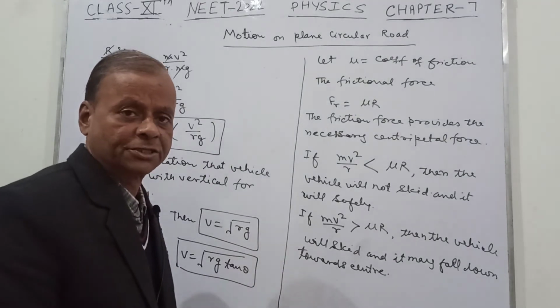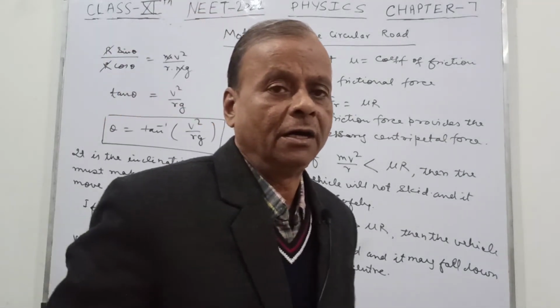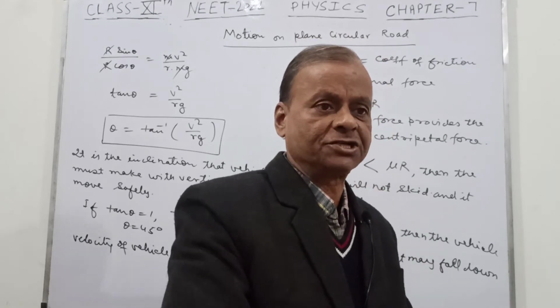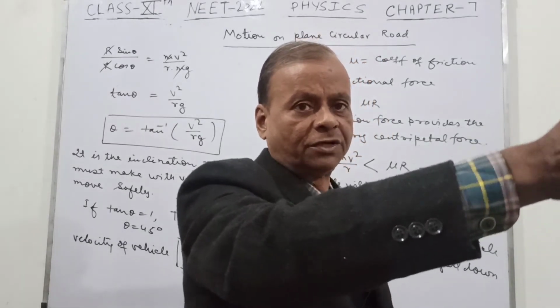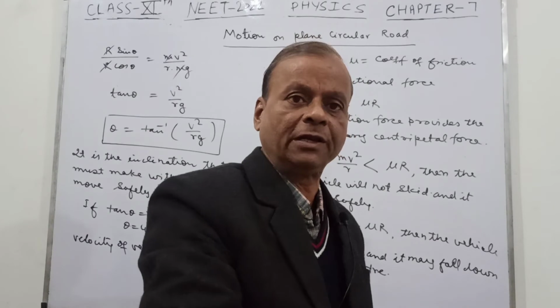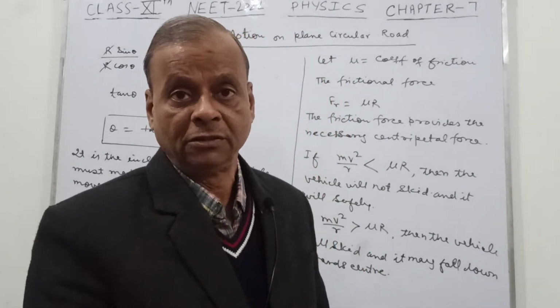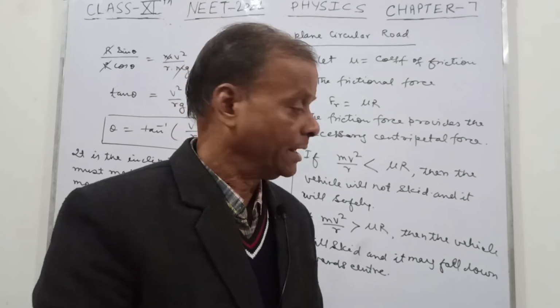So it means that if there is a two-wheeler, and it is turned towards the right, then the vehicle will skid and the rider will fall towards the center.